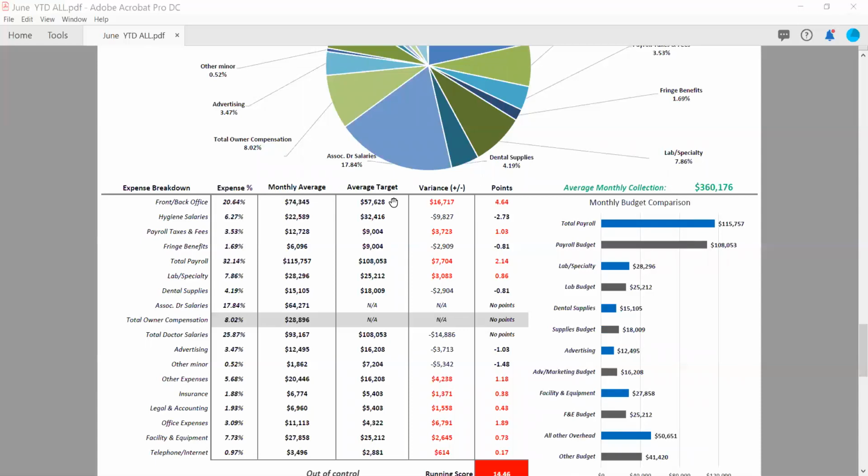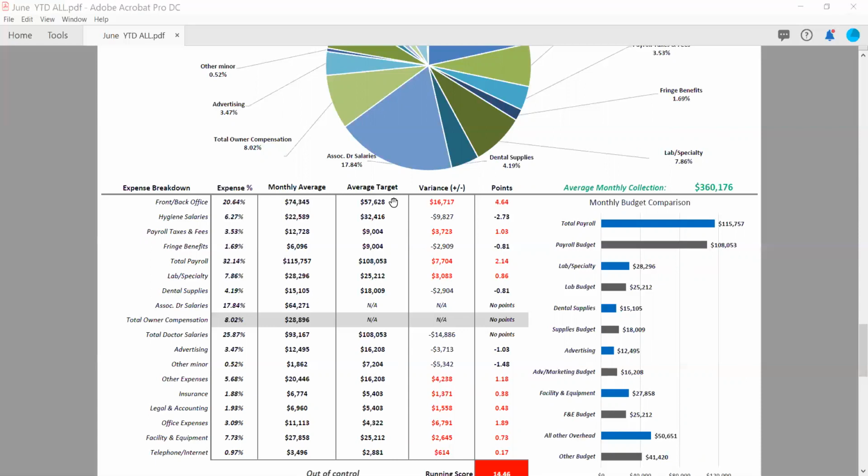So again, like dental supplies, for instance, look, we're spending $15,000 a month. Our average target, which is our budget, is $18,000. We're under there. So again, when you're sharing budgets with your team, every 3 months you can revisit this to see what the new budget has either dropped to or increased to, and that sort of thing. So again, that's something I look at.